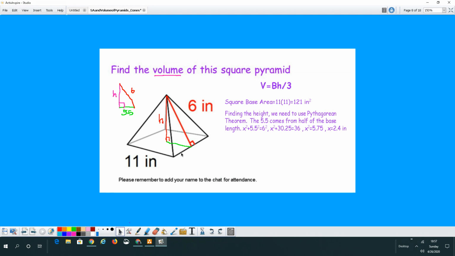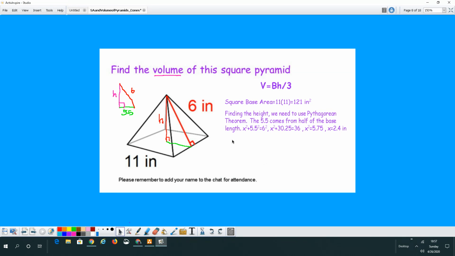So the 5.5 comes from half the base length. So this base is 11, but the height is going to be coming down from the apex, which is going to be in the center there. And so that's going to be halfway. And so we take x squared plus 5.5 squared equals 6 squared. And our x squared plus 30.25, that is 5.5 squared, equals 36, which is 6 squared. So x squared is going to equal 5.75. And x, or the height, you can call this h, is going to equal 2.4 inches.